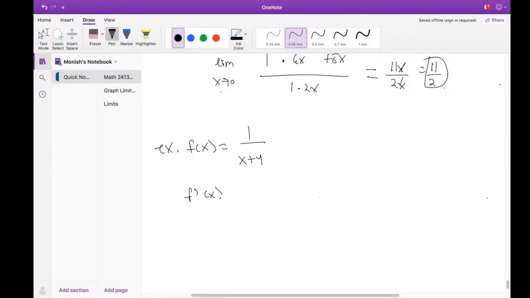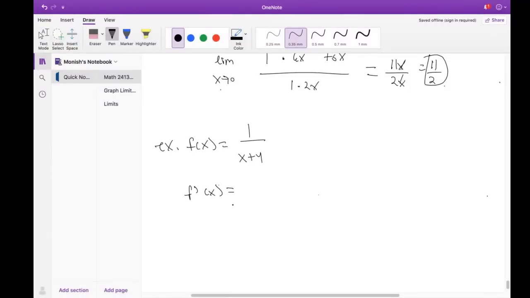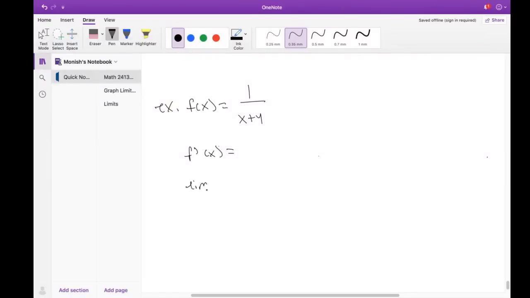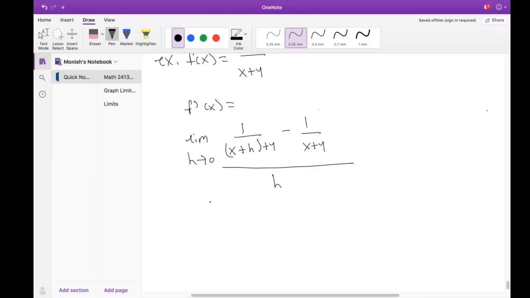So I need to find the derivative. I'm going to use the limit definition. So it's the limit as h approaches 0. Your first step is to do f of x plus h minus f of x over h. And then from here, you need to simplify it, because if you plug in 0 for h immediately, you're just going to get 0 in the denominator.